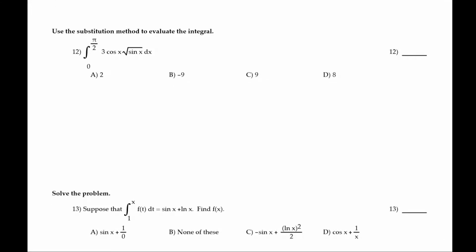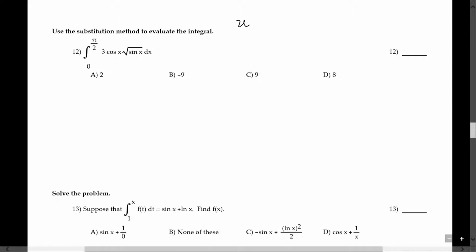And we want to use the substitution method to evaluate this integral. Well, if we set u equals sine of x, we see that its derivative, du dx, equals cosine of x, which is right there in the integrand. So this cosine of x dx would be du.